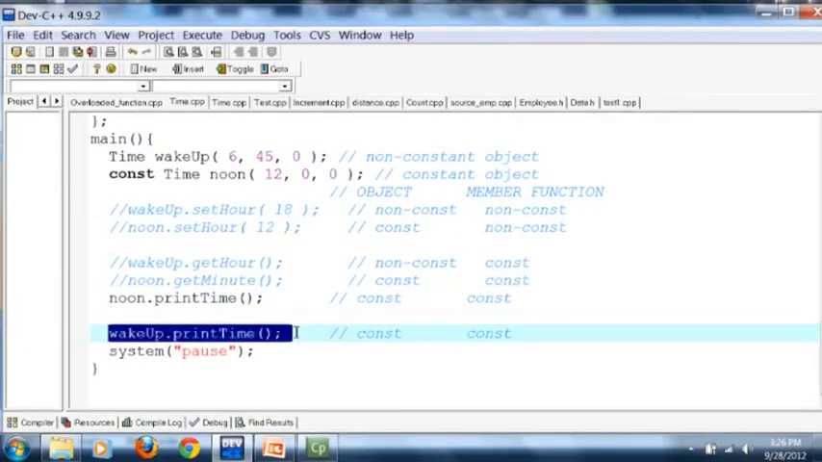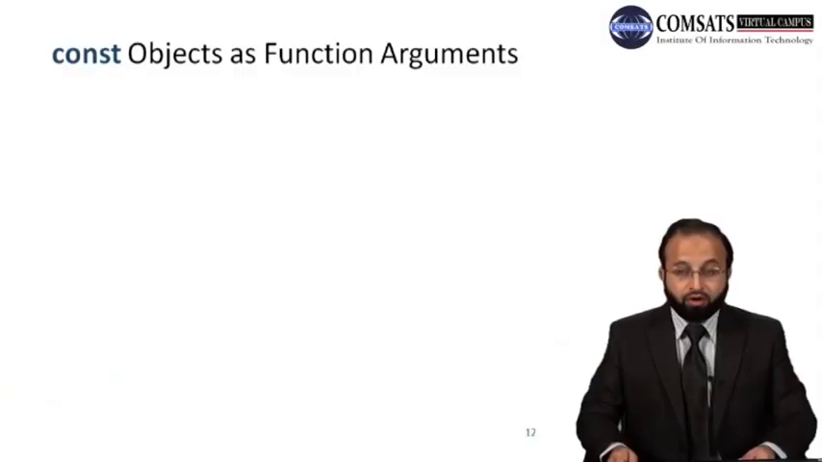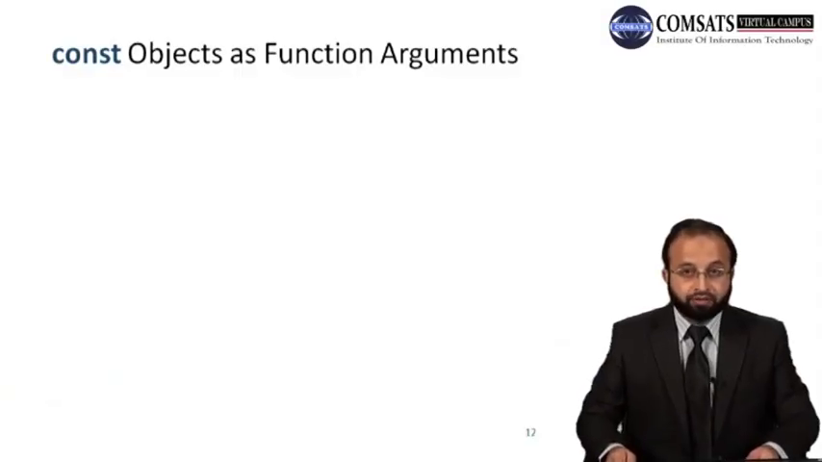The first is the noon time, it prints the time for the noon, and then the wake up time, right? Now const object as a member, as a function argument. So we have seen in the previous example, we can declare a constant object. We can have a member function that is constant. If a member function is constant, it is not possible to change the value of the private data member of that object which calls that function.